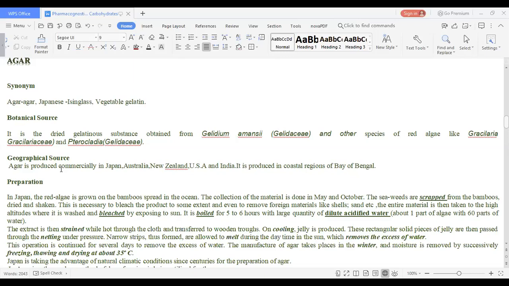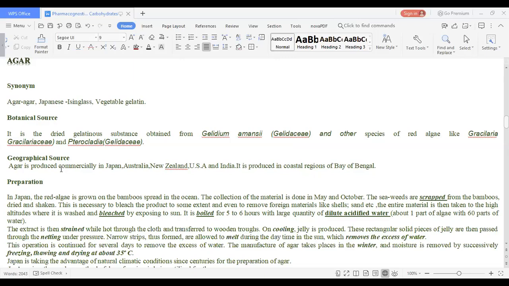Our next carbohydrate is agar. The synonyms are agar agar, Japanese isinglass, or vegetable gelatin. These are the other names for agar. Coming to its biological source, it is the dry gelatinous substance obtained from Gelidium amansii, belonging to the family Gelidiaceae, and other species of red algae like Gracilaria, belonging to the family Gracilariaceae, and Pterocladia, belonging to the family Gelidiaceae.